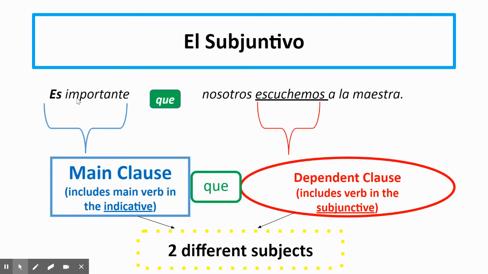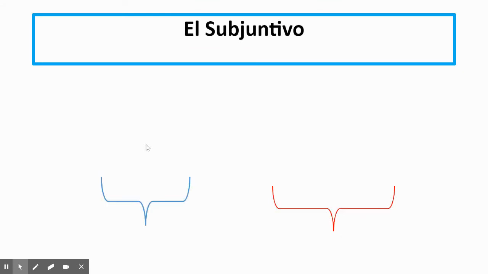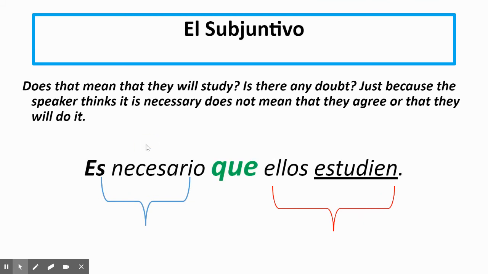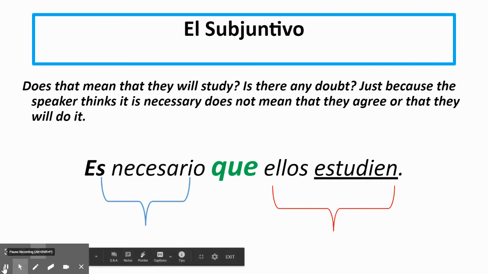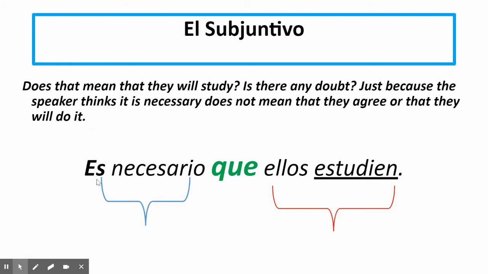These are my feelings. This is my opinion, not necessarily a fact. I mean, could you argue it's a fact? If you don't listen to the teacher, then you get a bad grade, of course. But this is an opinion statement. Another example here. Es necesario que ellos estudien. Now, in all the years that I have ever taught, I have always recommended that my students study. Doesn't mean they will, but I'm going to tell them I think it's important. I think it's necessary.